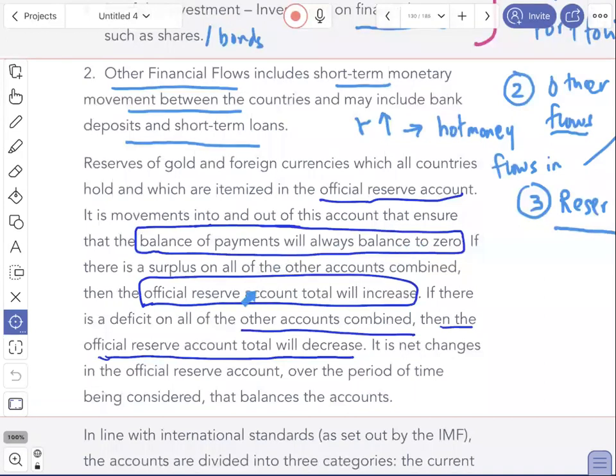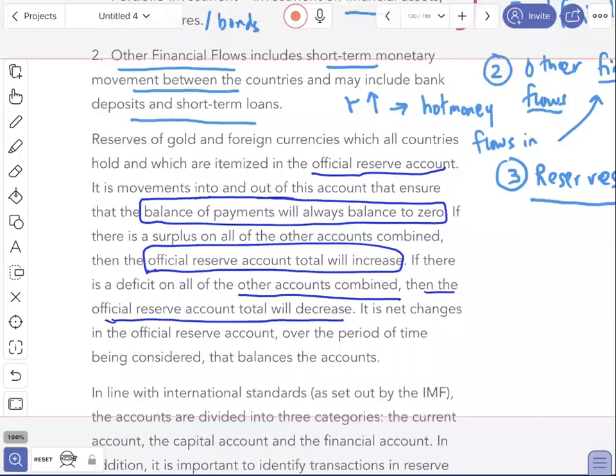But overall, if your current account plus capital account plus financial account is in a deficit, you will plug that gap by bringing down your reserves. When a country is running a balance of payment surplus, we say its reserves are really strong. Strong reserves are a great health indicator of a country, because it tells you that you have a strong base for exports to take place.